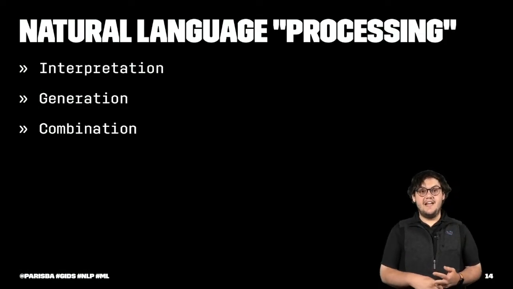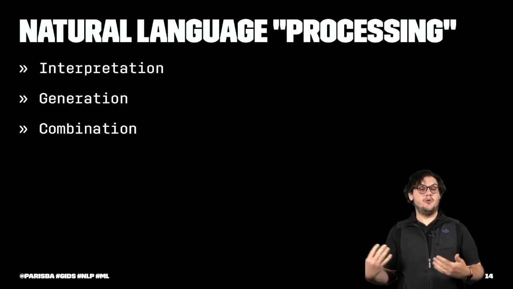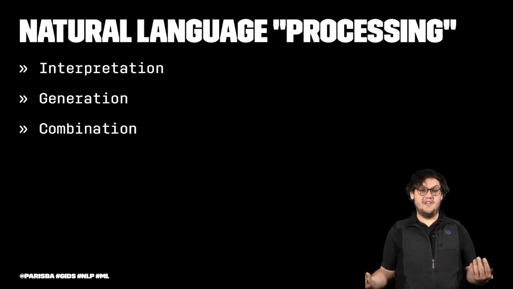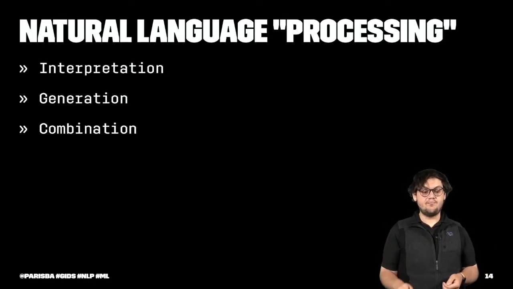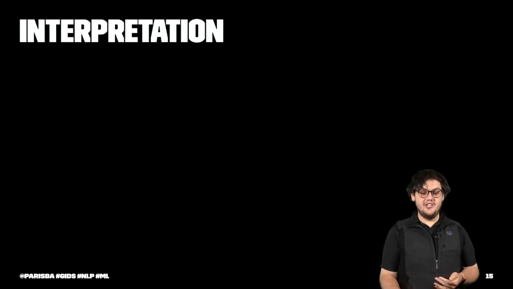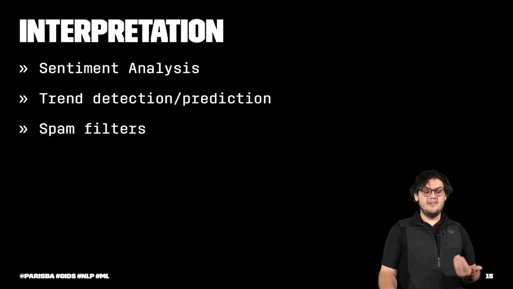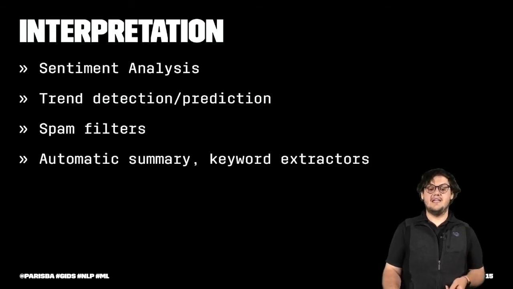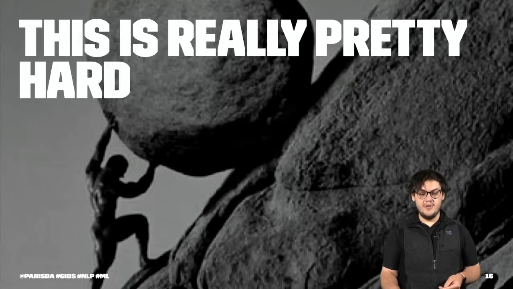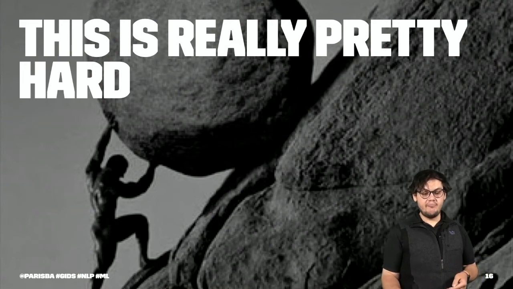The actual task of natural language processing is used interchangeably to either refer to systems that interpret or generate natural language, as well as some that combine the two, although these are often actually separate systems that are glued together. There's lots of useful tasks around interpretation, things like sentiment analysis, trend detection and prediction, spam filters, automatic summary and keyword extractors and stuff like that. Incredibly useful. This is actually pretty hard. These are all pretty solid, hard computer science problems.